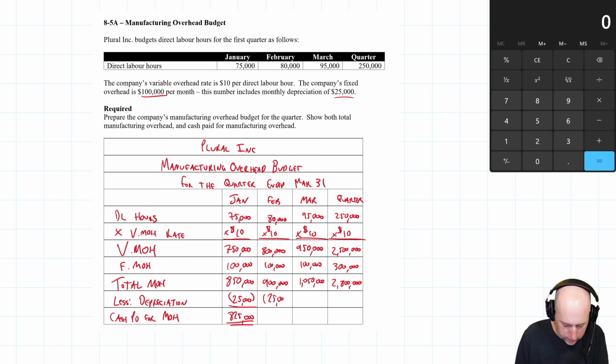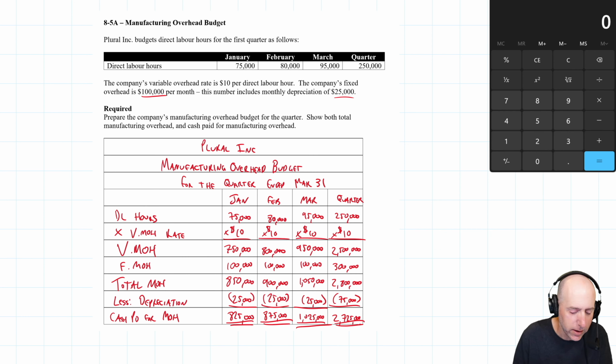Okay, and what about the next month? Well, it's again a $25,000 reduction, because depreciation, although it's an expense, it's a cost, it's a non-cash item. Take out $25,000 here as well. Gives us $1,025,000. And we're going to take out $75,000 in total here. So that gives us $2,725,000.